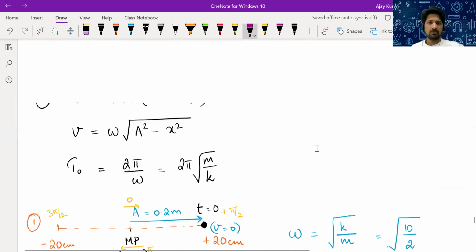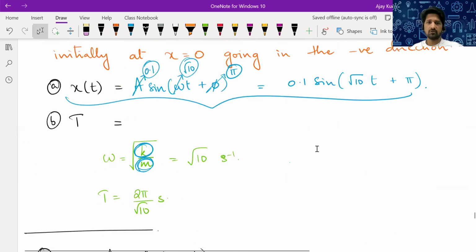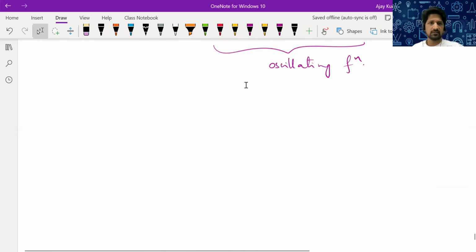Okay, now restoring force is proportional to displacement from mean position. Let us discuss it here itself. Suppose there's an object oscillating on this straight line.